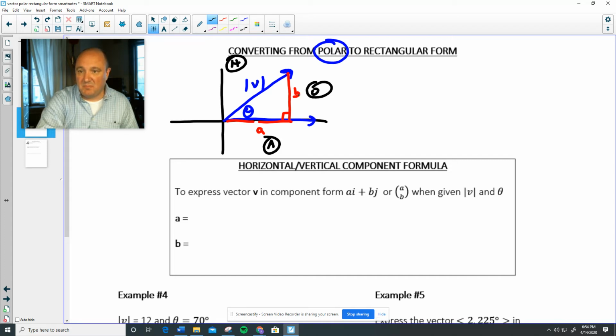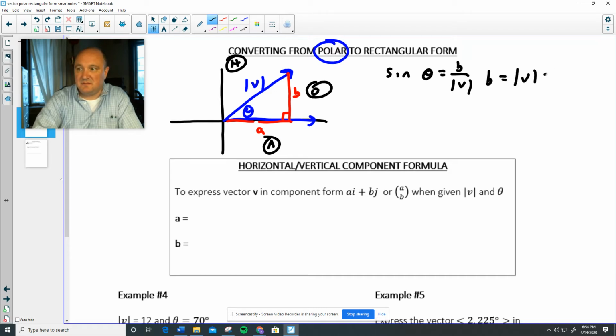So if I want to know what B is, and I have the hypotenuse, I'm using O and H, so I'm using sine. What we would say is that the sine of theta equals O over H, equals B over the magnitude. So if I'm just solving for B, I can cross multiply, and I get B equals the magnitude times the sine of theta.